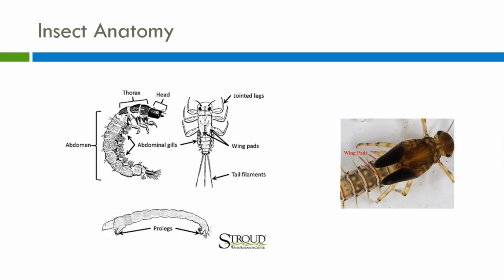We could also have, at the end of the body, some tails, and the number of tails will tell us a lot about who this organism is. So usually 2 or 3 tails. And these filaments, filament kind of means it's just long and hair-like, so very thin. Some of our insect larvae have developing wing pads as well.